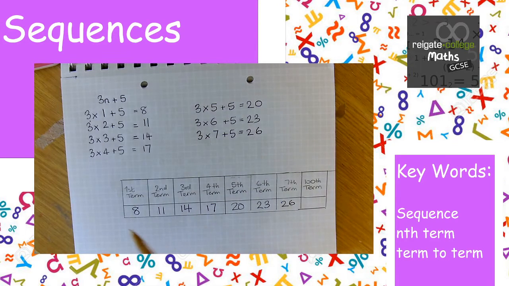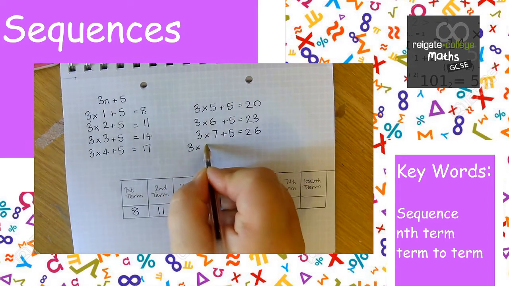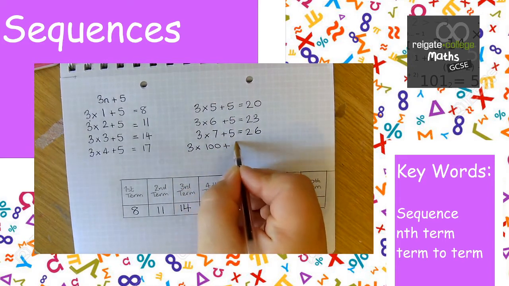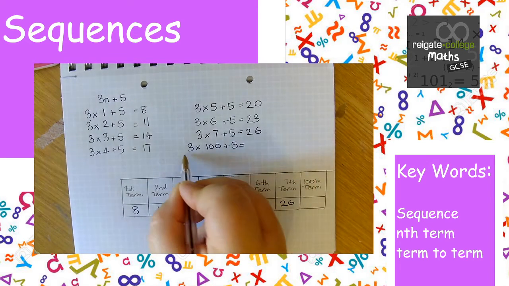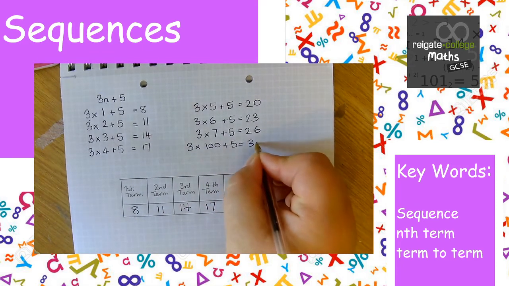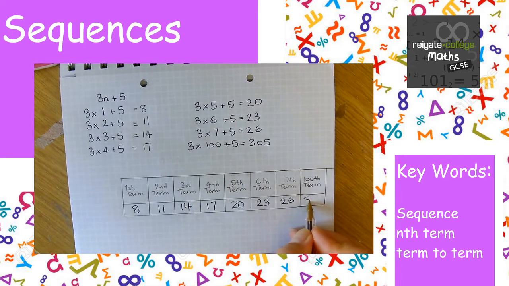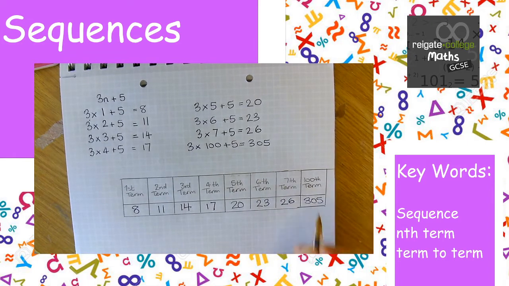In this way, I can work out any term value. I want to work out the 100th number in this sequence, so the 100th term. The value, therefore, I give to n in my nth term is 100. 3 times 100 plus 5. 3 times 100 is 300, plus 5 is 305. Therefore, my 100th term in this sequence is 305.